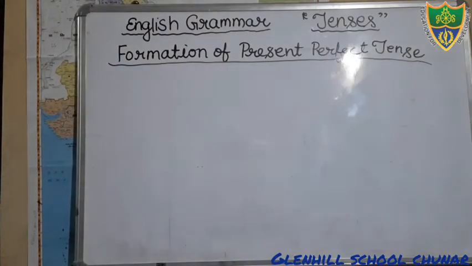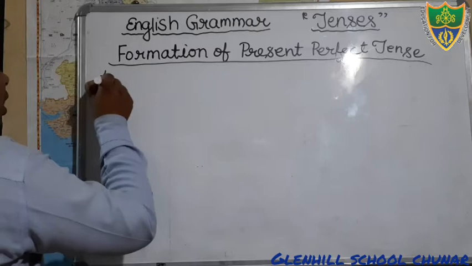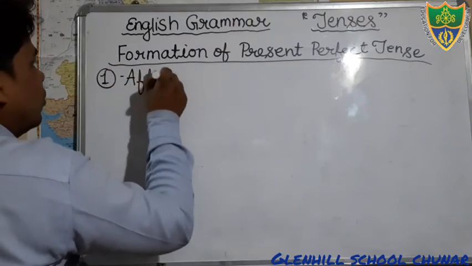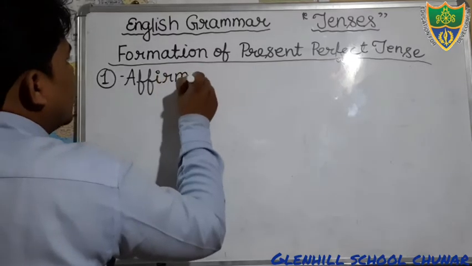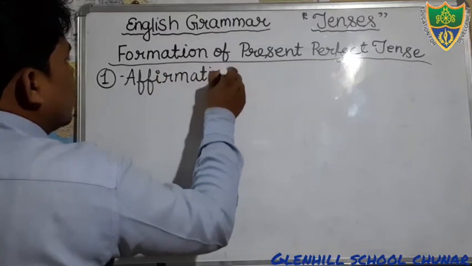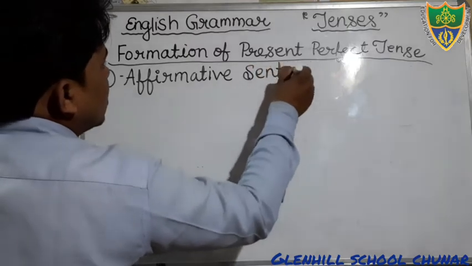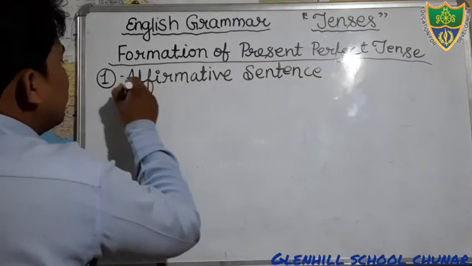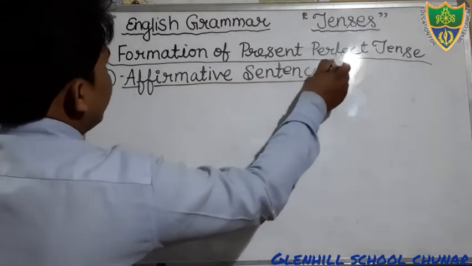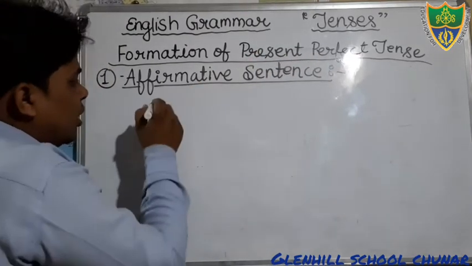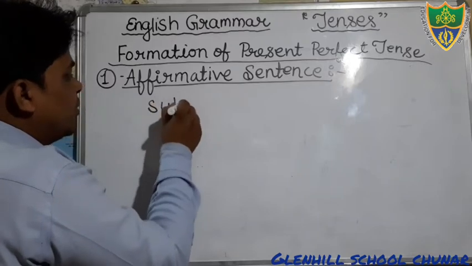Okay, students. So first of all, we will discuss what kind of sentence? Affirmative sentence. Put the heading affirmative sentence. So just see here what would be the formation of it. How do we form an affirmative sentence of present perfect tense? We can see here there will be a subject.